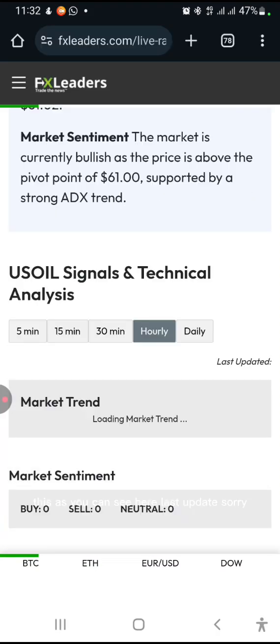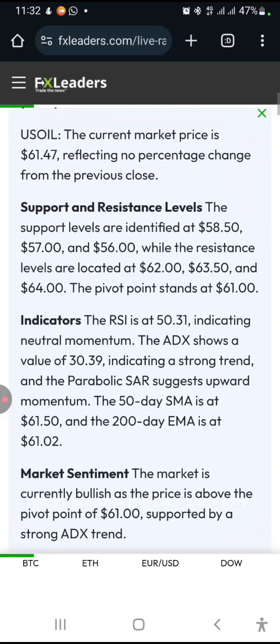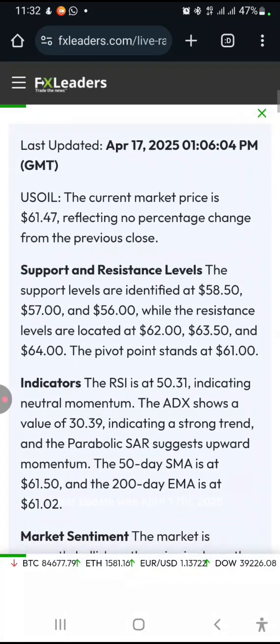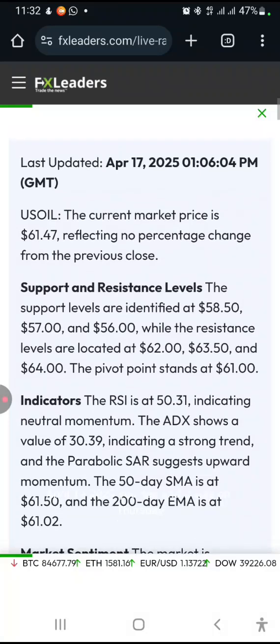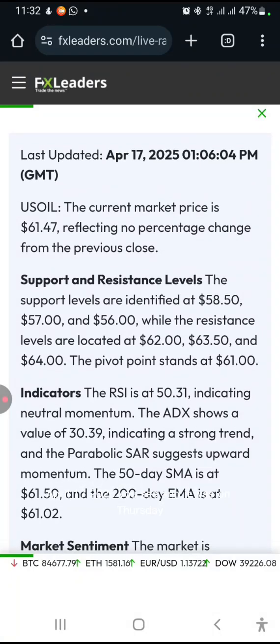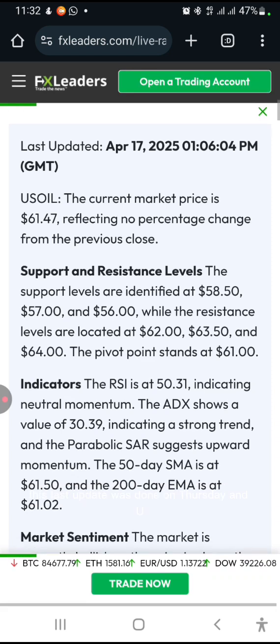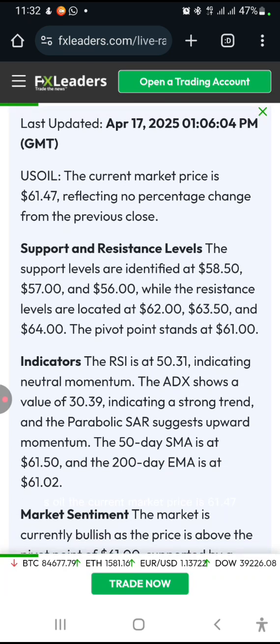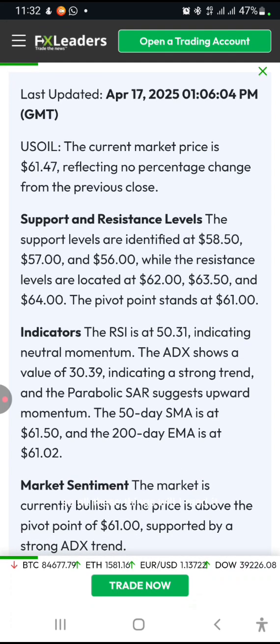As you can see here, the last update was April 17, 2025, and it was on Thursday. US oil's current market price is 61.47. This is the price portrayed on that Thursday, because there was no trade on Friday. I've already gone through all this, so to avoid making the video long, you can go there and read it yourself.